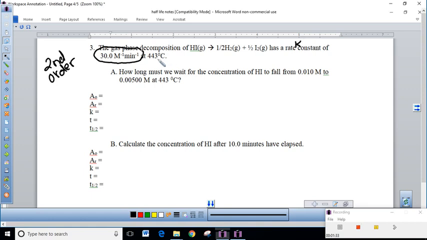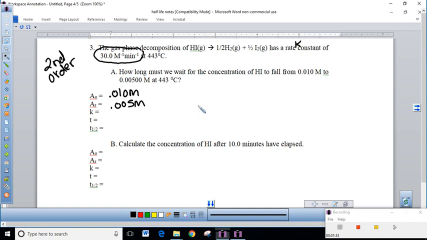You're going to see temperatures in here. We're not ever using the temperatures, but rates are temperature dependent, but we are working on concentration right now, so we're not going to worry about the temperature. How long must we wait for the concentration of HI to fall from 0.01 molar to 0.005 molar?